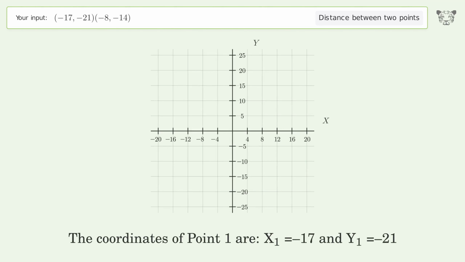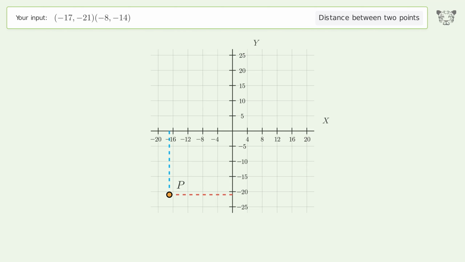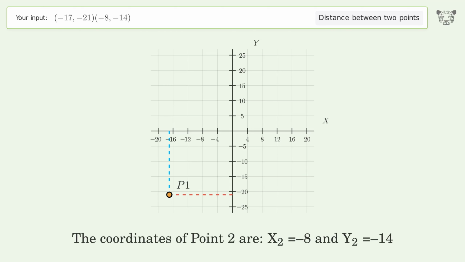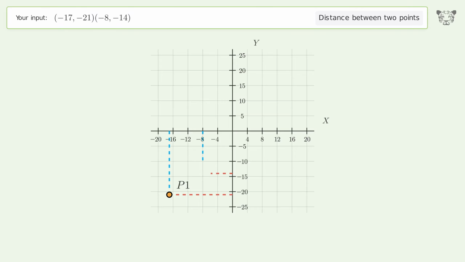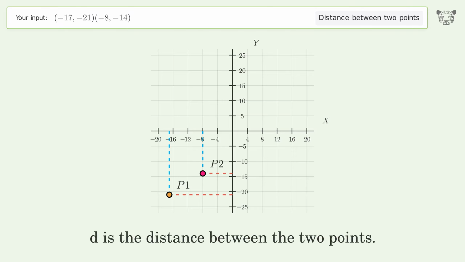The coordinates of point 1 are, x1 equals -17 and y1 equals -21. The coordinates of point 2 are, x2 equals -8 and y2 equals -14. D is the distance between the 2 points.